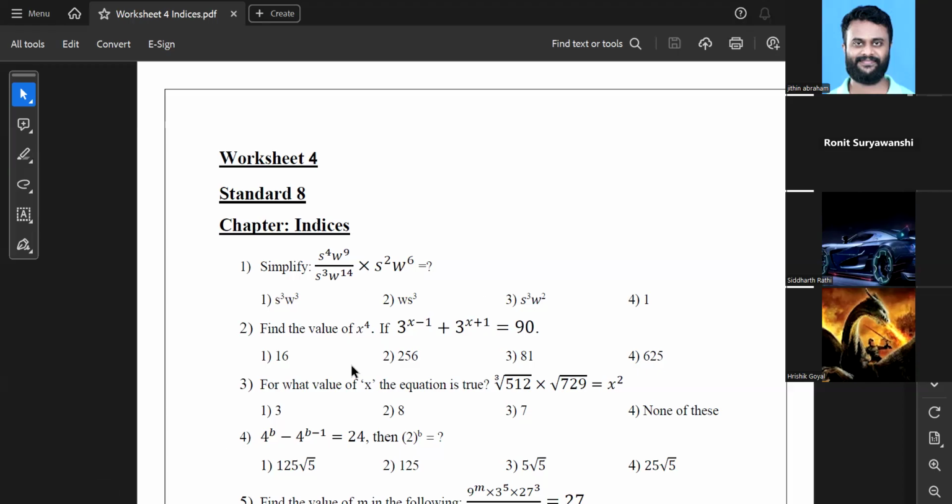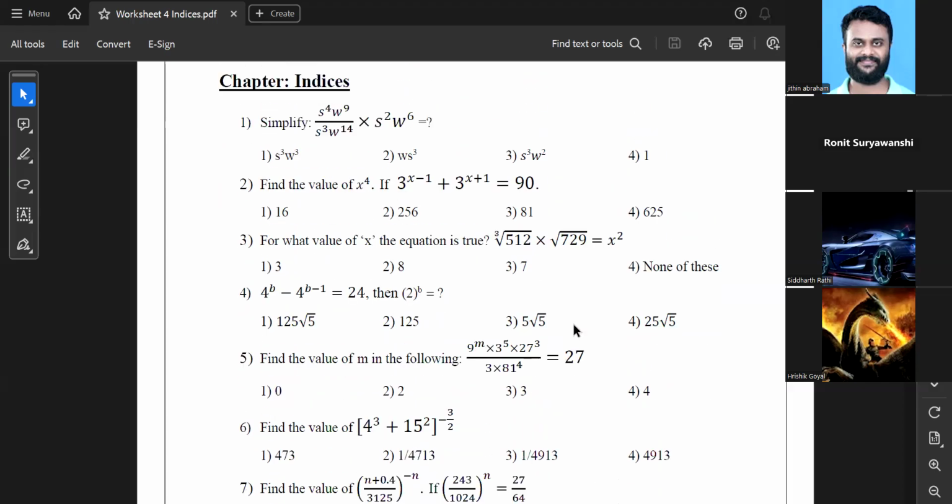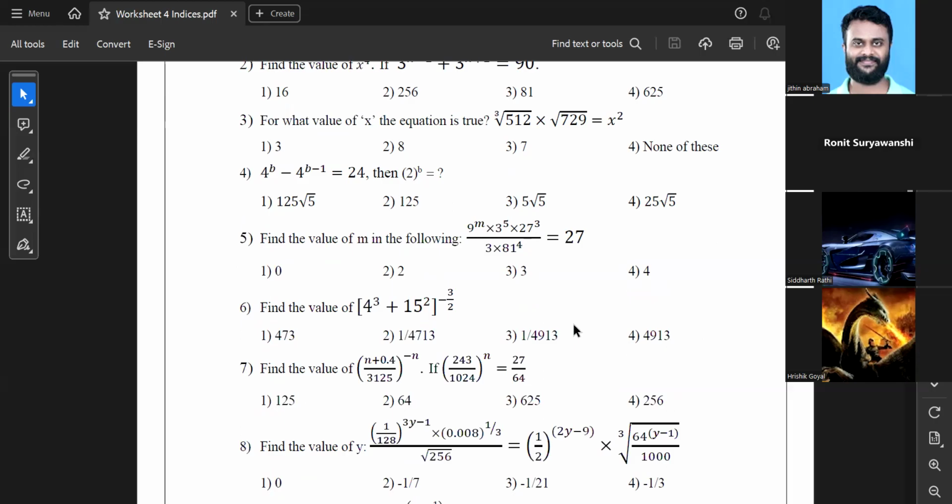In between I had some trouble with my audio, but when my audio got cleared, I heard Ronit Suryavanshi's background was playing some kind of recorded video, I believe. So Ronit, please pay attention. If you're playing any recorded video, please switch it off so that you can focus on the class now. Okay?